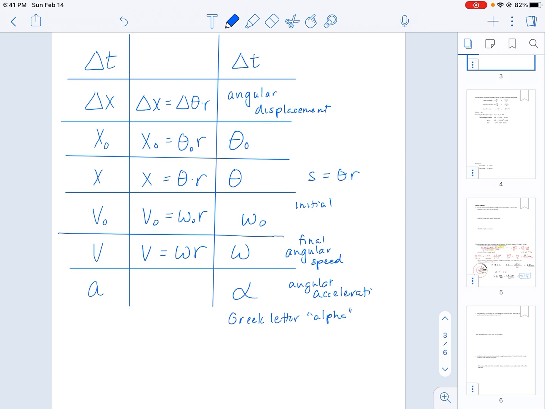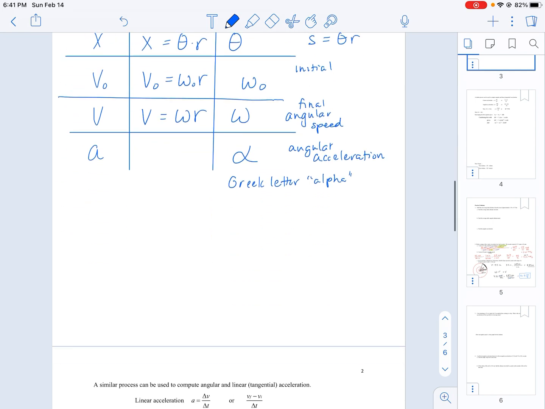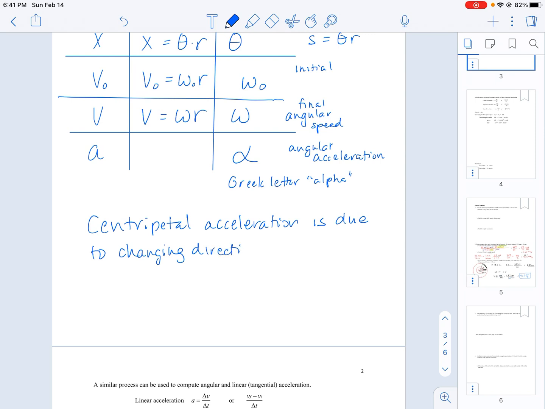Now this is not the same thing as centripetal acceleration. Centripetal acceleration is due to changing direction. Angular acceleration is due to changing speed.